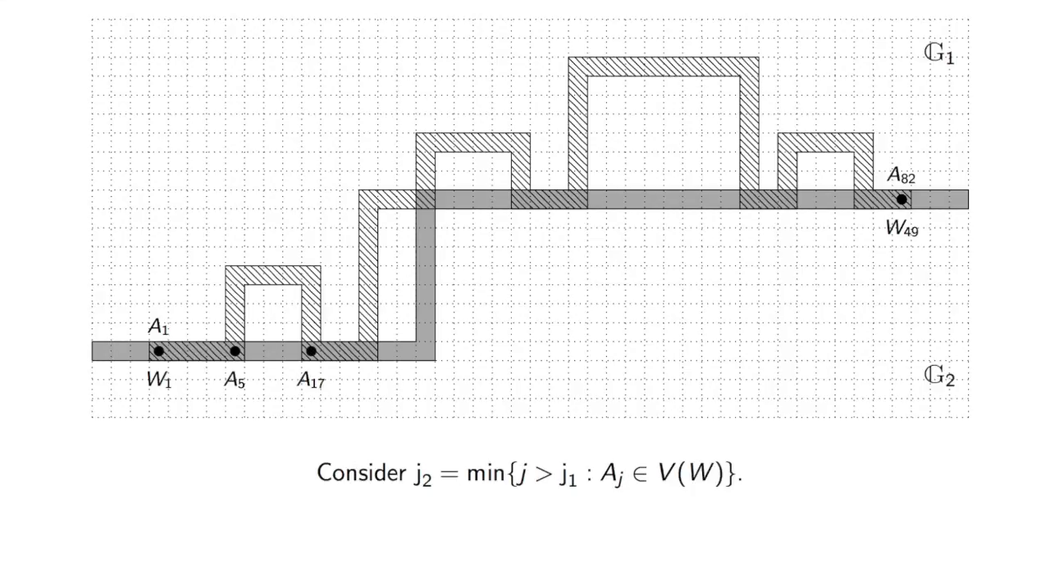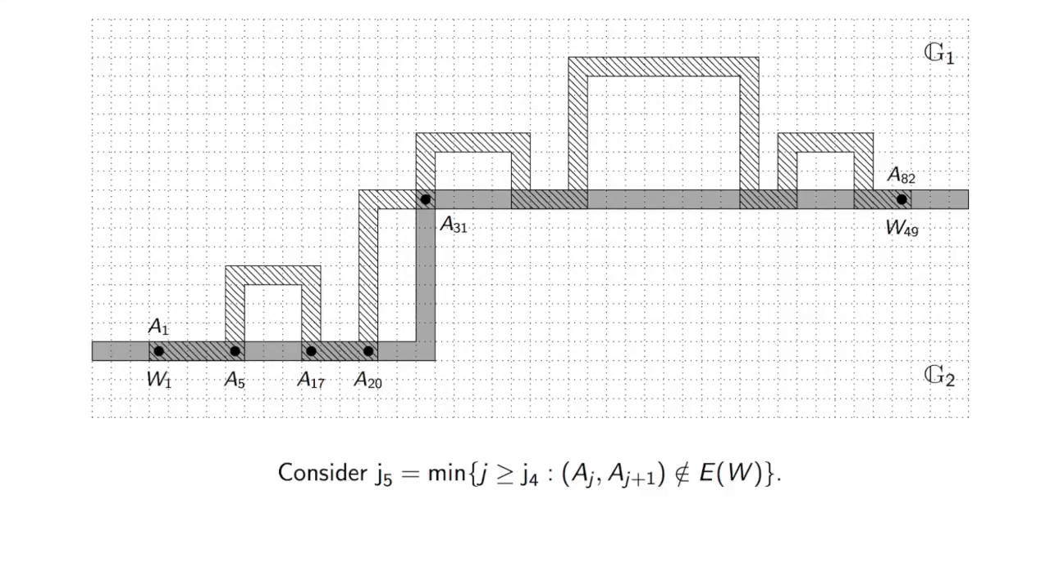Consider the index J2 which is the smallest index strictly greater than J1 such that the position AJ2 is in the window W. In this example, J2 is equal to 17. Consider the index J3 which is the smallest index greater than J2 such that the edge from AJ3 to AJ3 plus 1 does not belong to the window. In this example, J3 is equal to 20. Consider the index J4 which is the smallest index strictly greater than J3 such that the position AJ4 is in the window W. In this example, J4 is equal to 31.